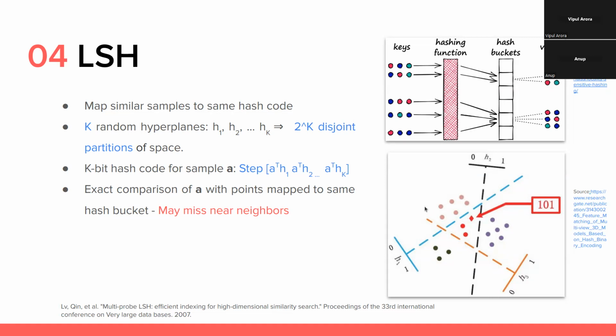You are not comparing with the points which are in the other buckets. You are comparing only the points that were mapped to the same hash code. That is how you are reducing the search space with the help of locality sensitive hashing. But the problem here is that since the hyperplanes are drawn randomly, it is possible that the nearest point that you were looking for has been mapped to some different hash code.